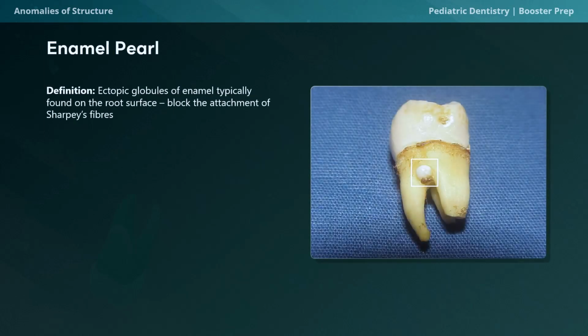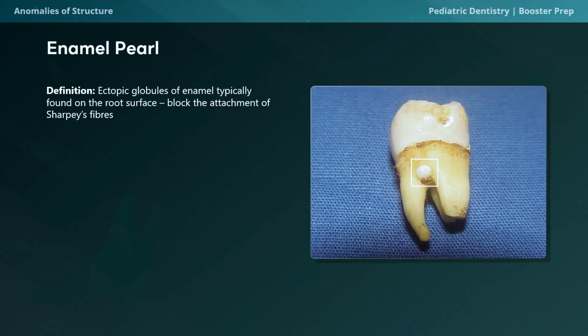Finally, we'll discuss enamel pearls. Enamel pearls can be defined as ectopic globules of enamel typically found on the root surface of the teeth, and we can see one right here in this furcation area. The presence of enamel pearls blocks the attachment of Sharpey's fibers. This can result in periodontal pocketing, exposing the tooth roots and making them more susceptible to localized periodontitis and other dental problems in these areas.